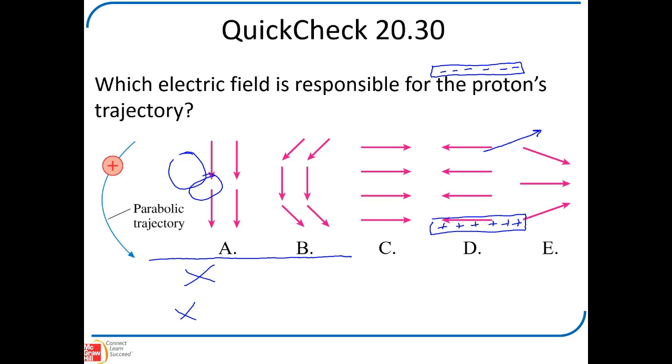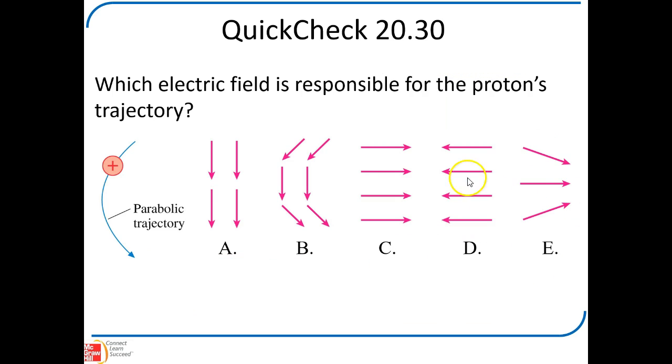For the next one, this is 20.30 quick check. It says which electric field is responsible for the proton's trajectory. So notice that this thing is moving in a curve, okay? And so we've got to figure out which one of these is producing that curve. Let's go ahead and draw two plates. Let's put one here and one here for letter C. And this would be the positive side, and this would be the negative side.